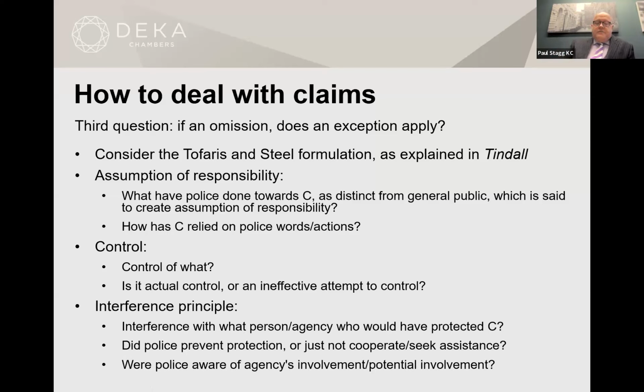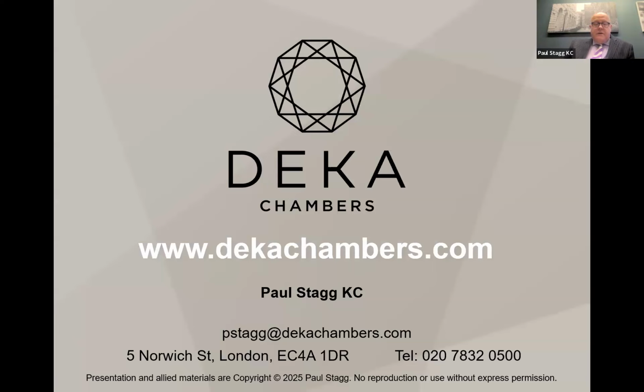And then the interference principle. What person or agency is said to have been interfered with? Did the police prevent that person or agency protecting the claimant, or did they just fail to cooperate or seek assistance from that person or agency? And were the police aware of the agency's involvement or potential involvement? So that's hopefully a useful gallop through where we are now with negligence claims. So what I'm now going to do is hand over to Richard to deal with tasers.